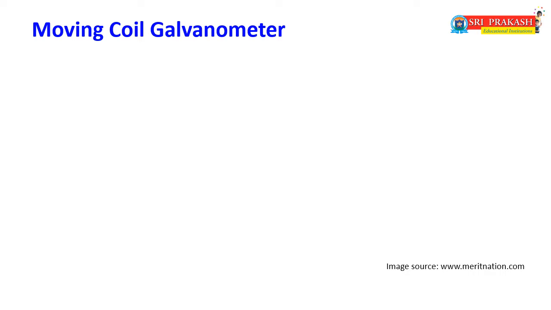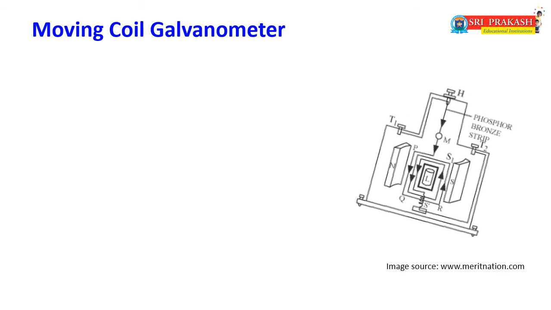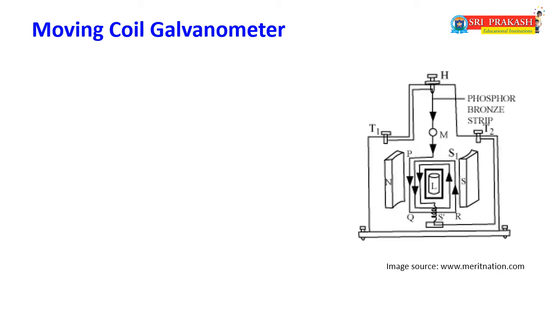Before using this galvanometer as a voltmeter and ammeter, let me explain the complete details about the moving coil galvanometer. The block diagram is as shown in this figure. Here you can see there is a coil. If you pass current through this coil, it will be in a radial magnetic field. The current carrying coil in a magnetic field produces a torque, so due to the torque the coil will rotate. With respect to the angle, we will measure the current or voltage.